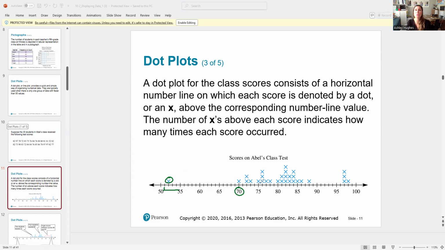What score was the most frequent score? Well, we can see that's this right here because there are 4 students with this score, and that score is an 82. So if the question was, what was the most frequently scored score on the test, it would be 82. That's just how to read a dot plot.